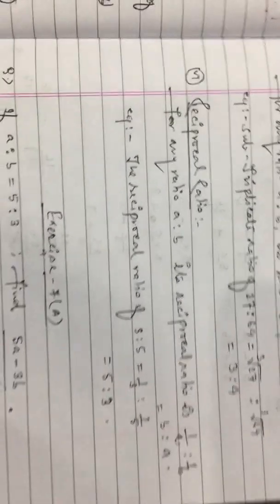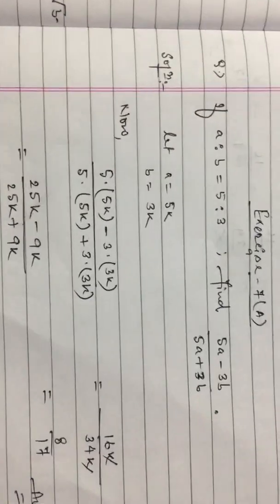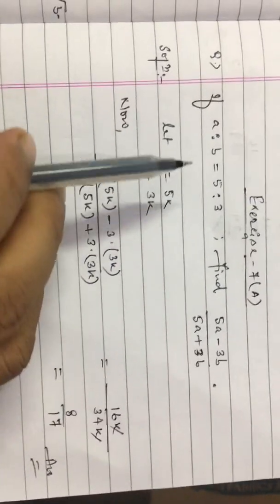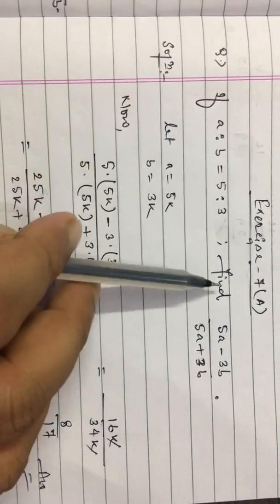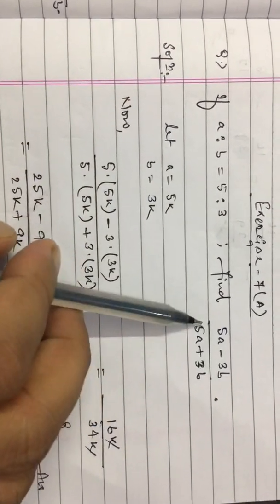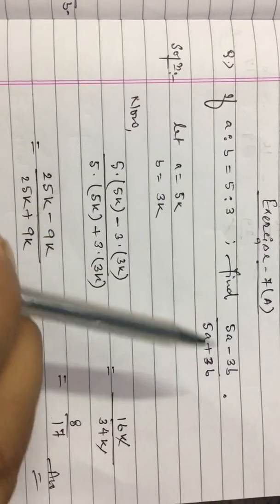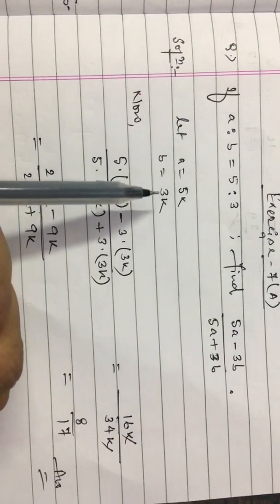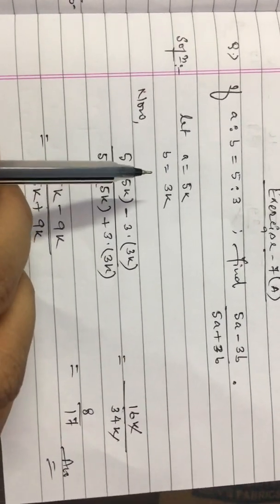Now see the first question from the exercise, a very simple question. If A is to B equals 5:3, find the value of (5A minus 3B) whole divided by (5A plus 3B). This question we can solve by two different methods. First by the K method and second by the substitution method. Let us see the K method.